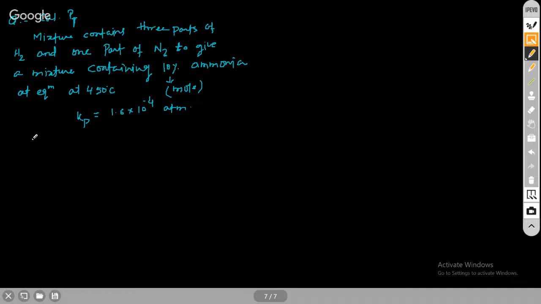Okay, the reaction is what? It is given that 3 parts of H2, right? So we'll write N2 plus 3H2, and this gives 2NH3, and the Kp value is given for this one.